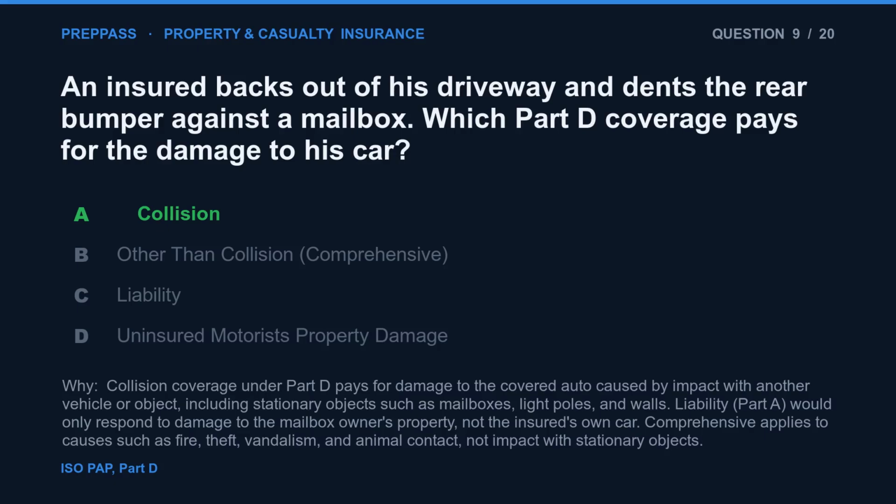The correct answer is A. Collision coverage under Part D pays for damage to the covered auto caused by impact with another vehicle or object, including stationary objects such as mailboxes, light poles, and walls. Liability, Part A, would only respond to damage to the mailbox owner's property, not the insured's own car. Comprehensive applies to causes such as fire, theft, vandalism, and animal contact, not impact with stationary objects.